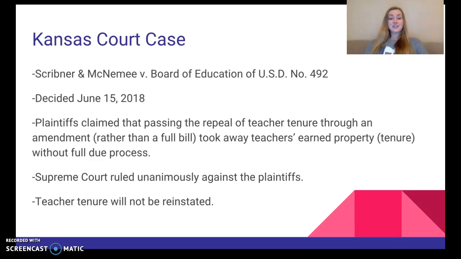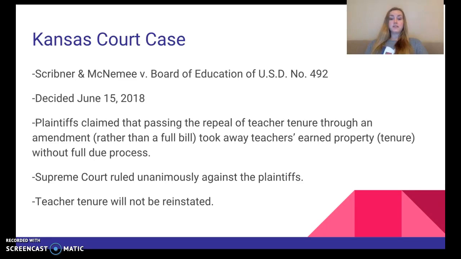And it was decided actually yesterday. So this is a super recent court case that was decided yesterday. I had heard about this case, but didn't realize it had been decided until I looked it up today. But the plaintiffs are claiming that the repeal of teacher tenure, which happened in 2014 in Kansas, was passed through an amendment. So this is a procedural claim on the part of the plaintiff.